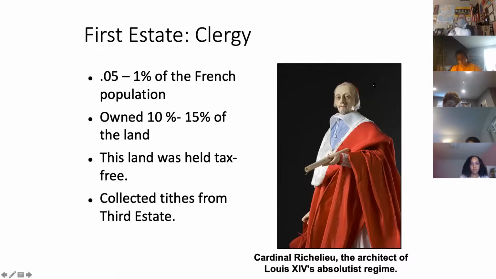Let's talk about the first estate. Okay, 10 to 15% of the land, maybe, a percentage of the population at most. They held all their lands tax-free. They got to collect tithes from the third estate. It was still mandatory, and their power was basically given to them by the Catholic Church, and at the same time from the king as well. It was a good old boys club. You had to be in favor with the king and the pope in order to get a position.